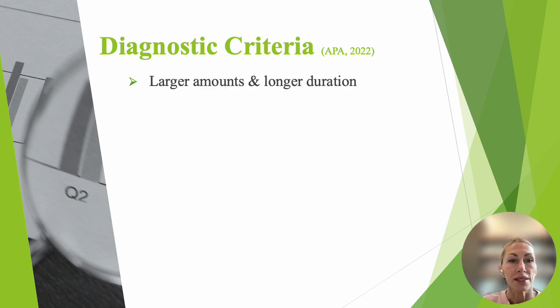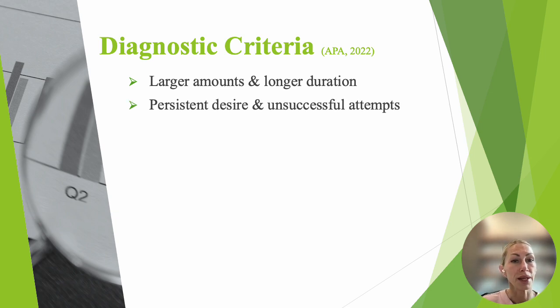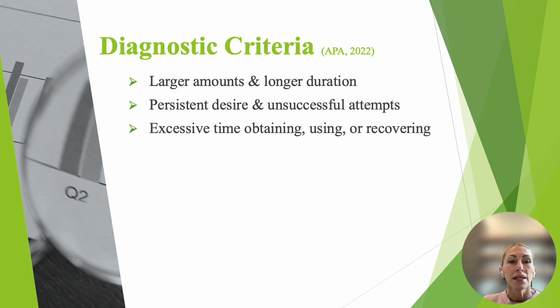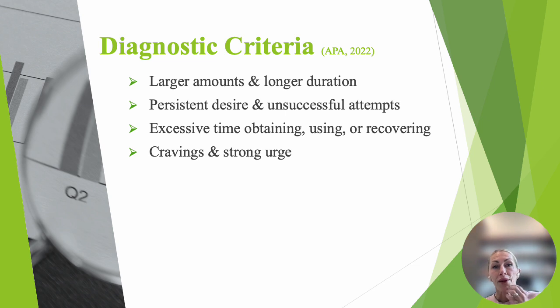The first is the individual will take opioids in larger amounts or for longer periods of time than intended. They can also experience a persistent desire to cut down or control their use, but they're unable to do so. The individual may spend a lot of time obtaining, using, or recovering from their use. And they experience intense feelings of cravings or a strong urge to use opioids.